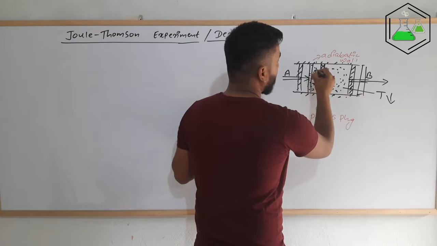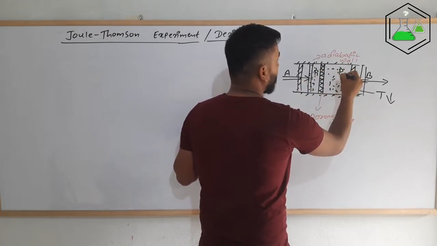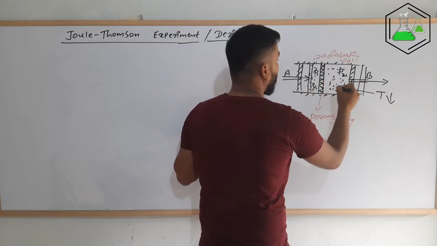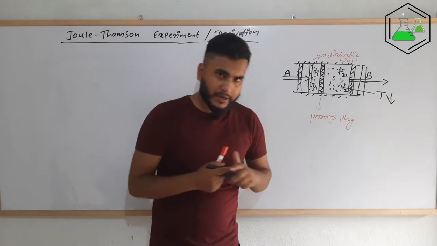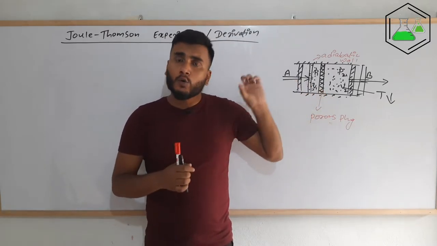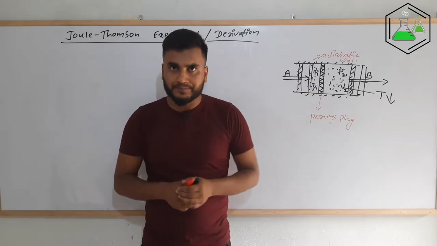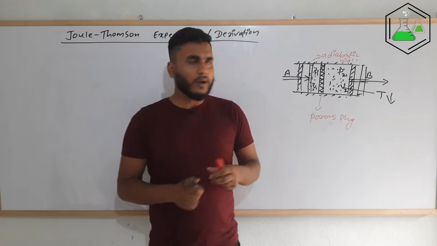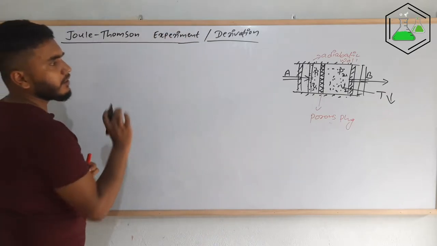The pressure of this region now is P1. The pressure of this region now is P2. Volume is V1 and volume is V2. So they did this small experiment. By this, they proved that the gas actually cools down when it expands in adiabatic condition. This is what they did. Now let's do the mathematical calculation. But before that, let's write a little bit about this.